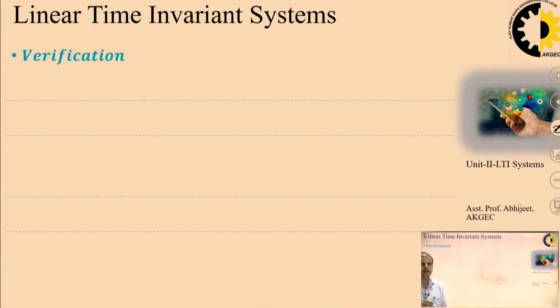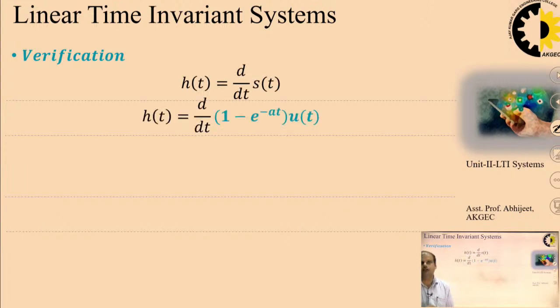We will verify this result from this example, because we have by our choice taken the impulse response, and therefore we can just differentiate the step response and get back the original impulse response that we have taken in this lecture. So, h(t) is d by dt of s(t). In this case, the s(t) that we have derived is (1 minus e raised to the power minus at) into u(t). I will differentiate it with respect to time.